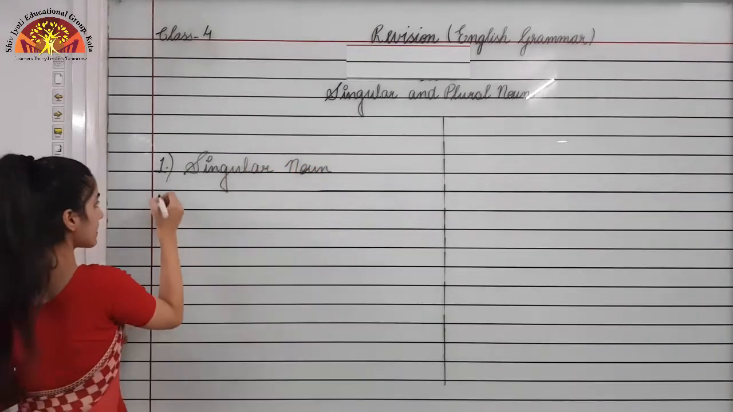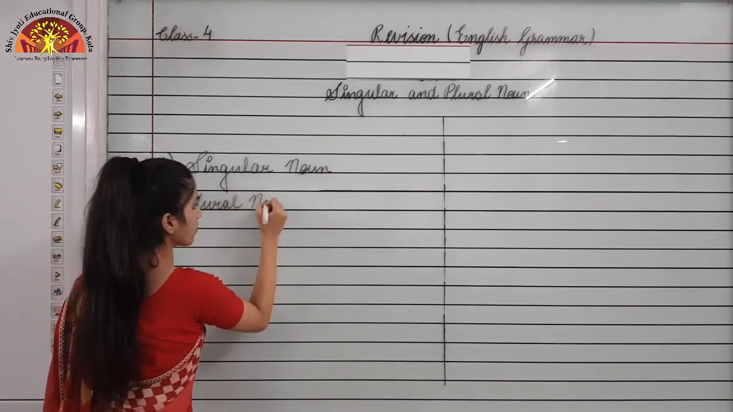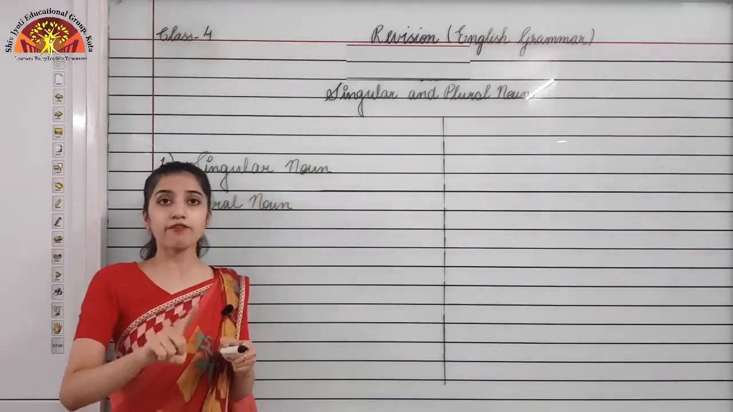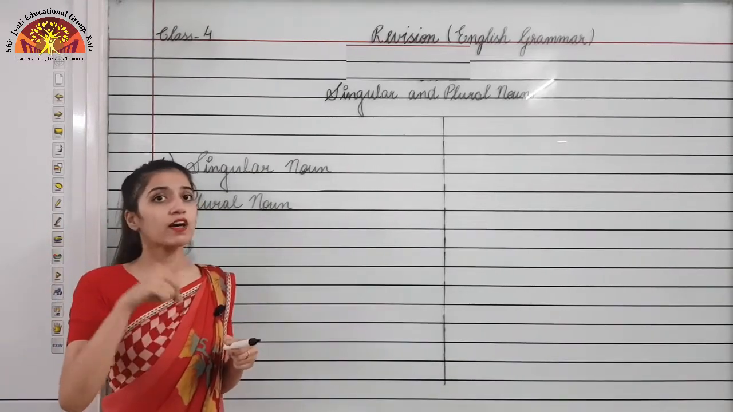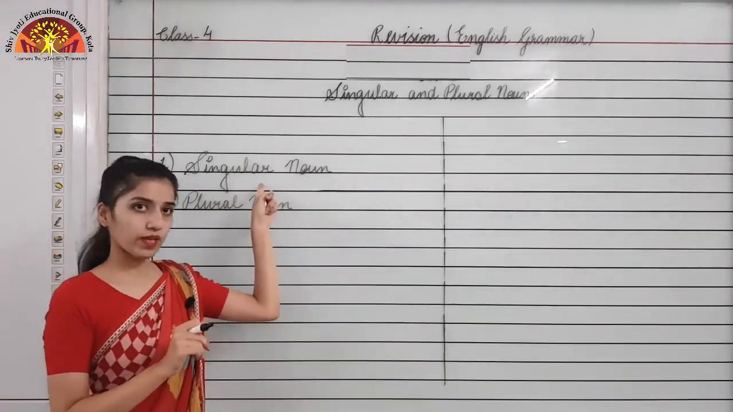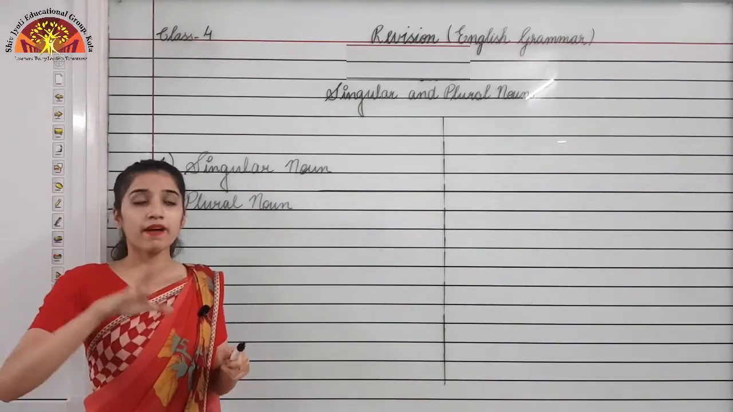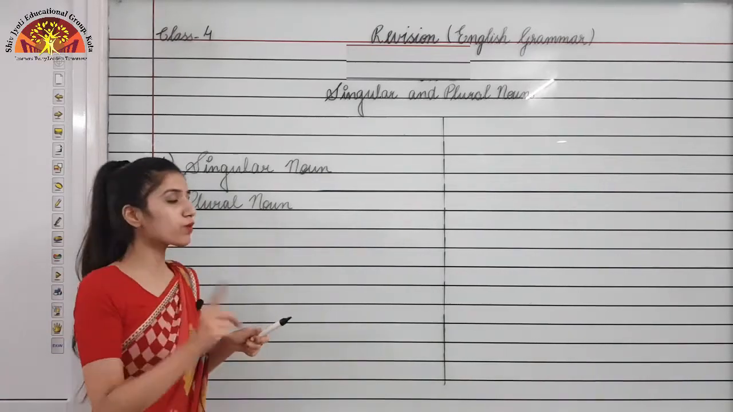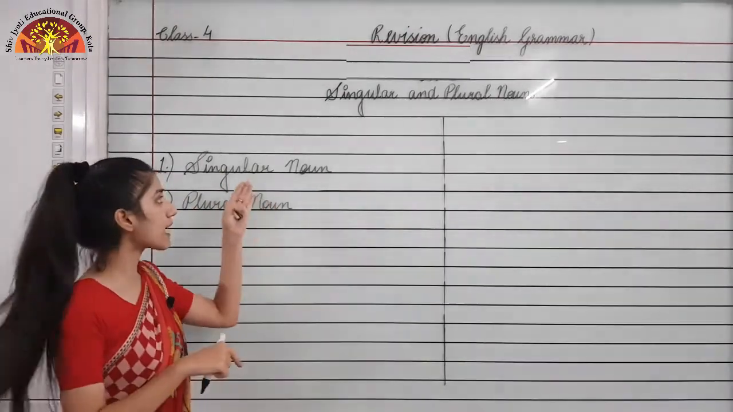and the second one is plural noun. In the singular noun, singular means when we are referring to one person, place, animal or thing. When we are referring to one thing or person or place or animal, that noun would be singular noun. But when I talk about plural noun, it refers to more than one thing. When we are referring to more than one person, place, animal or thing, that time the noun would be plural noun.